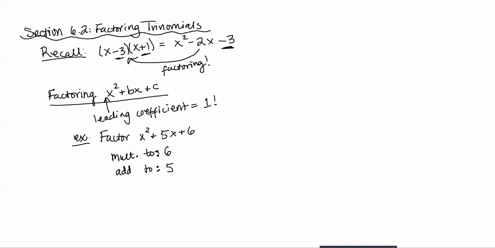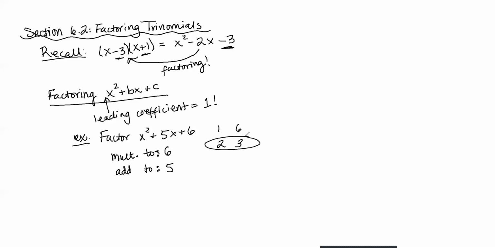If they're a little bit bigger, what I'll do is write out the factors of 6, because we know they have to multiply to 6, so I'll write out 1 times 6, 2 times 3, and we want the pair that adds up to 5, so it has to be these guys. So let's go ahead and factor this.